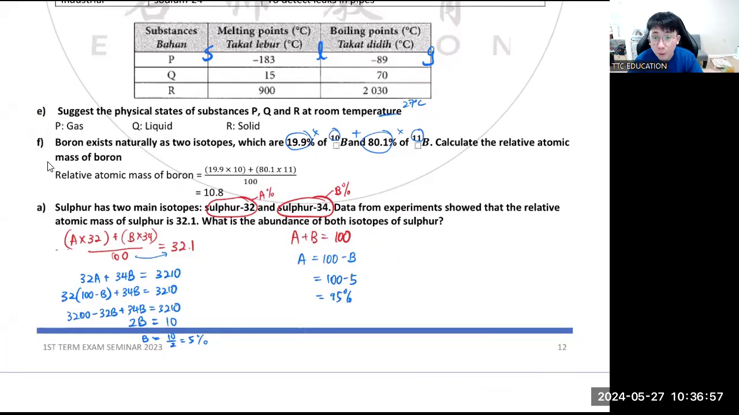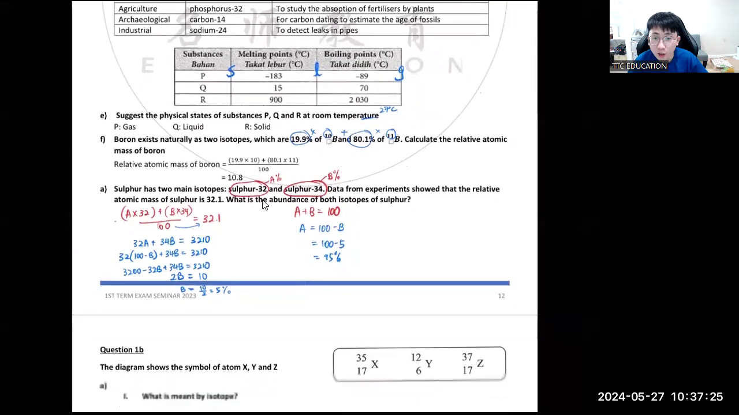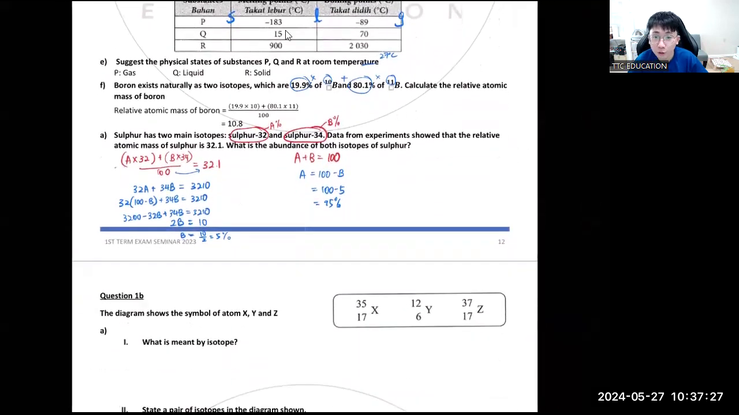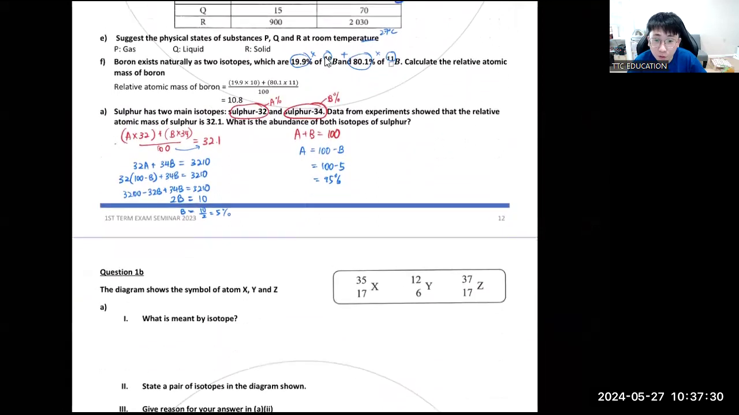F is a simple way lah. They give you the percentage, they give you the atomic mass, and then you do the average formula. Just multiply, add together, divide by 100, you get 10.8. But for the last one, they give you the final relative atomic mass as your average. You have to reverse your calculation back to the percentage: A is what percentage, B is what percentage. So guys, this one is your first type of question for the day.